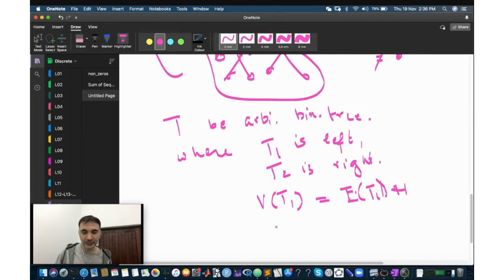Okay, how do we know this? How do we know that the number of vertices in T1 is equal to number of edges plus 1?